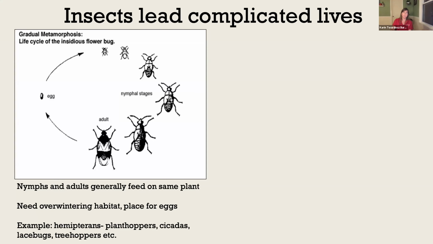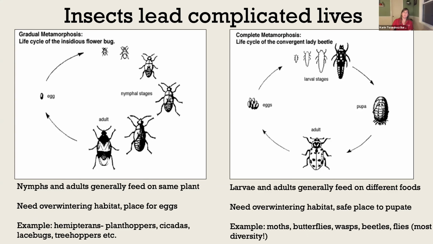Now there's an even later form of metamorphosis that developed, which is called complete metamorphosis. And that's what you think about when you think about moths, butterflies, wasps, beetles, flies. And this type of life cycle, where you're really separating out your life stages from one another, has proven extremely successful. So here, the larvae and adults often feed on different foods. So think about a caterpillar that's feeding on primarily plant material, but as an adult, it feeds on nectar or sometimes doesn't feed at all. And so each of these life stages needs slightly different things.